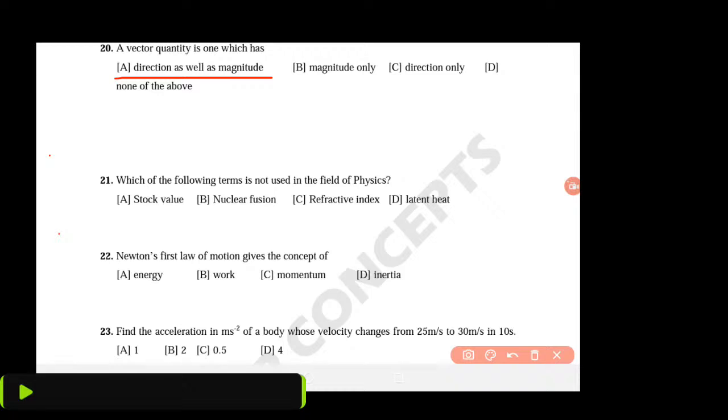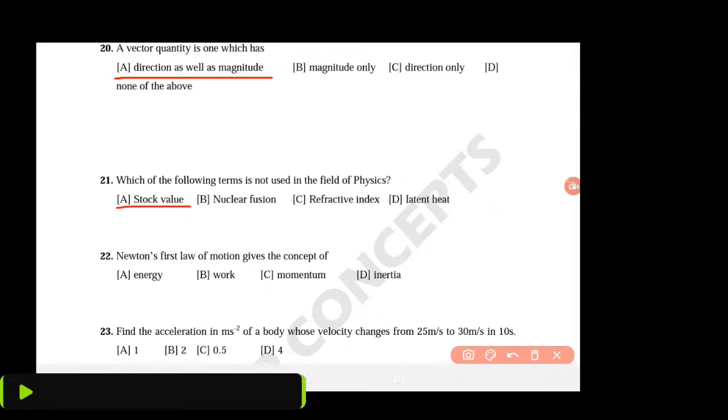Let's go straight to question 21. Question 21 says, which of the following terms is not used in the field of physics? As you can see from the 4 options, the only term that is not used in the field of physics is option A, stock value. Stock value is a business language, but if you check option B, nuclear fusion is a term in physics. Refractive index is also a term in physics, while latent heat is also a term in physics. So the correct option for question 21 is option A, because it is a business language, not a physics language.